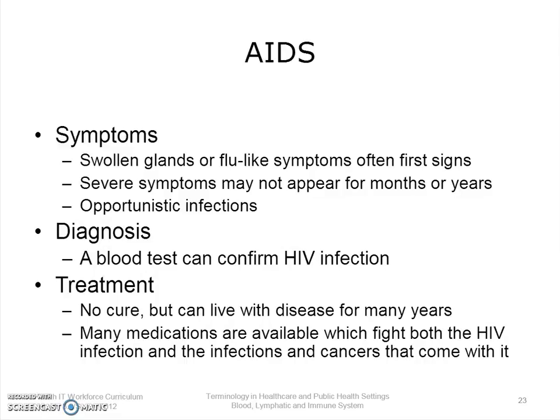A blood test can tell if the patient has the HIV infection. While there is no cure, there are various drugs that can be used in combination and are available, which can fight both the HIV infection and the infections and cancers that come with it. Today, individuals who are on medications can live with the disease for many years.